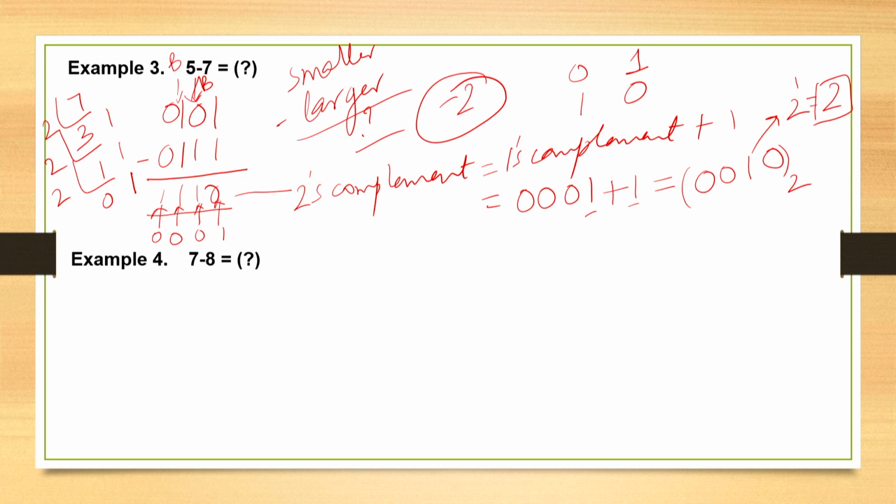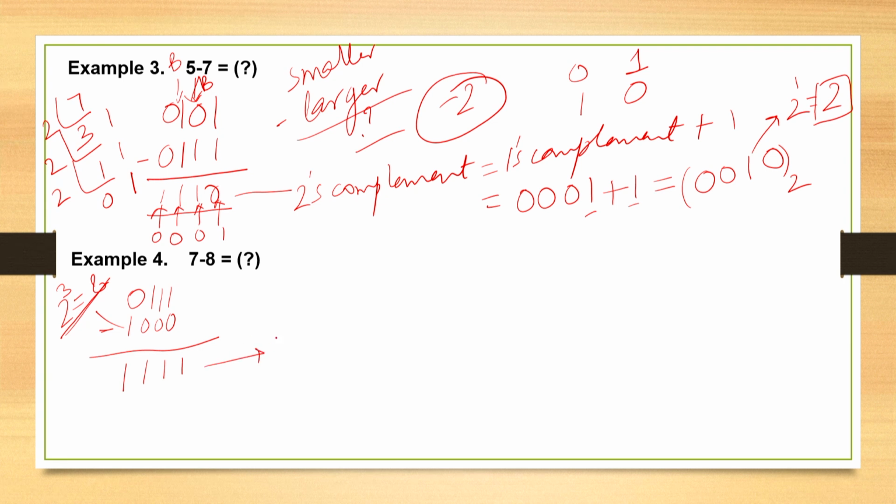Let us take another example, 7 minus 8. The binary representation of 7 is, we have already seen, 0 1 1 1. So binary representation of 8 is 1 0 0 0. Why? Because simply from here you get 2 to the power 3, which is equal to 8. Now you have to subtract it. So 1 1 1 1.